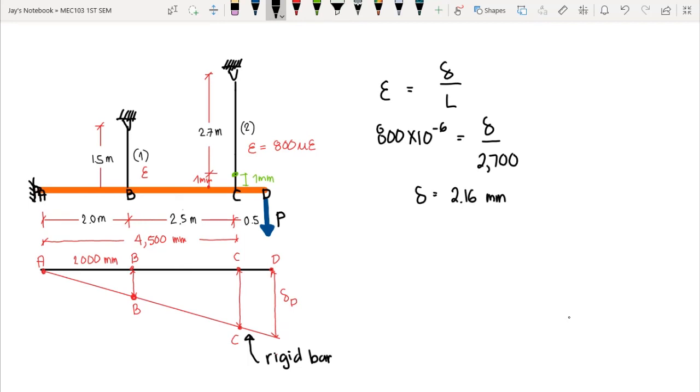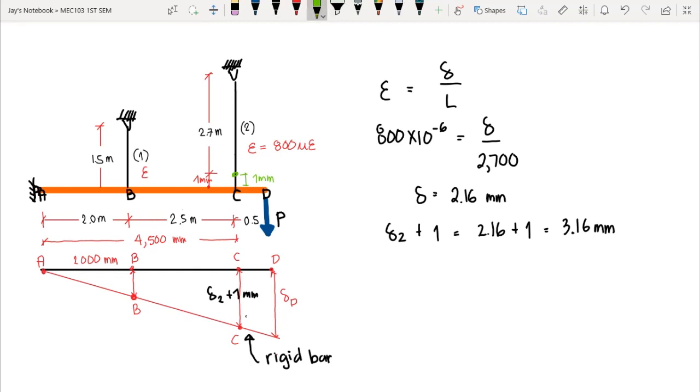Now take note, the total movement of point C is equal to the deformation of rod 2 plus 1 mm, correct? So this is the deformation of rod 2 plus the 1 mm gap. That would be the total movement of point C. So from this point to this point, we have the deformation of rod 2 plus 1 mm. Therefore, the entire movement of point C is equal to 2.16 plus 1 mm, correct? So we have 2.16 plus 1, we have 3.16 millimeters. So this is the movement of point C.